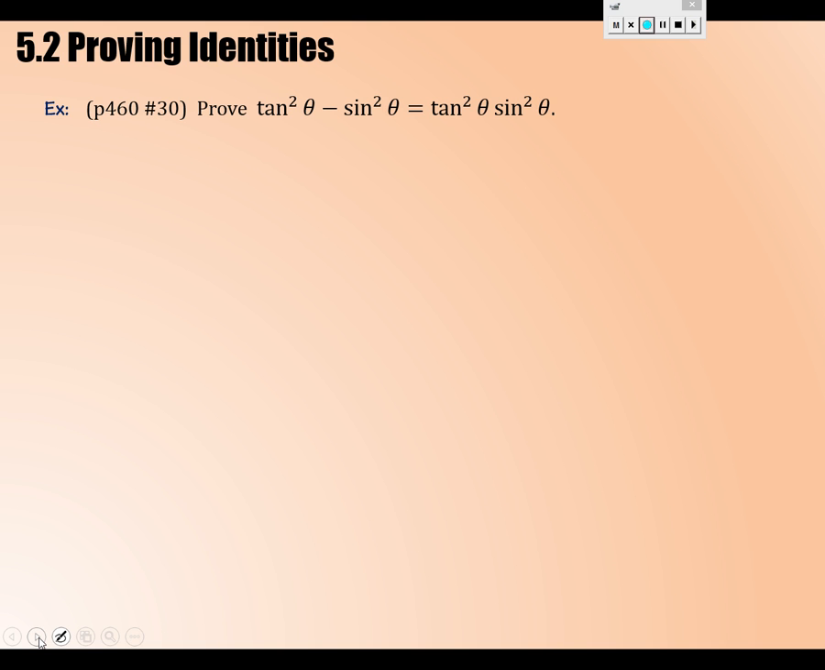So you start with the more difficult side. Which is the more difficult side here? I don't know. What do you think? Maybe the left side. And maybe our goal would be to get this in product form instead of difference form. How can we do that?